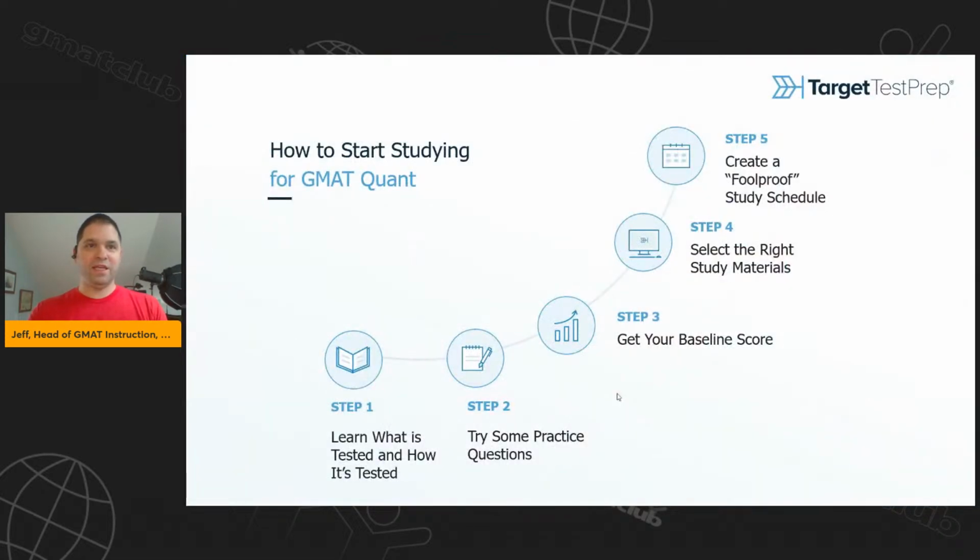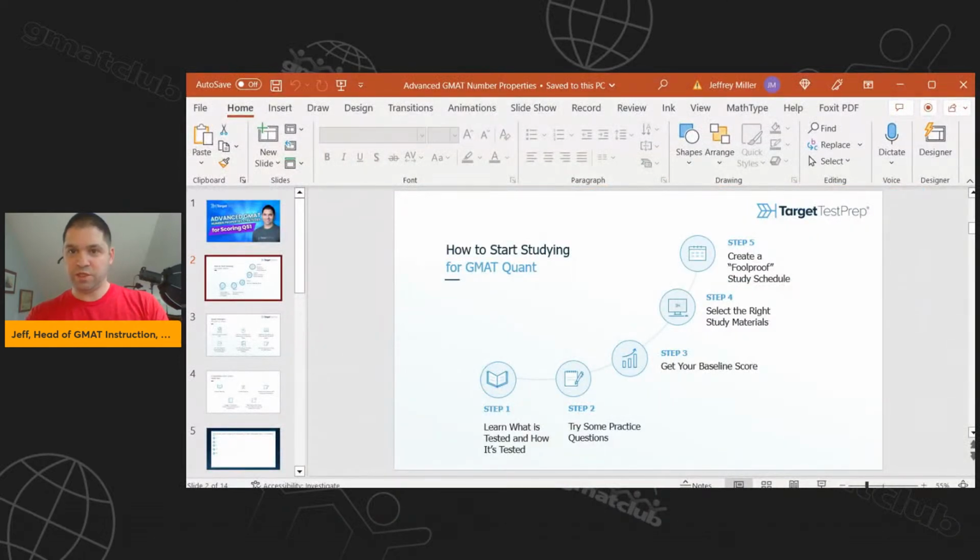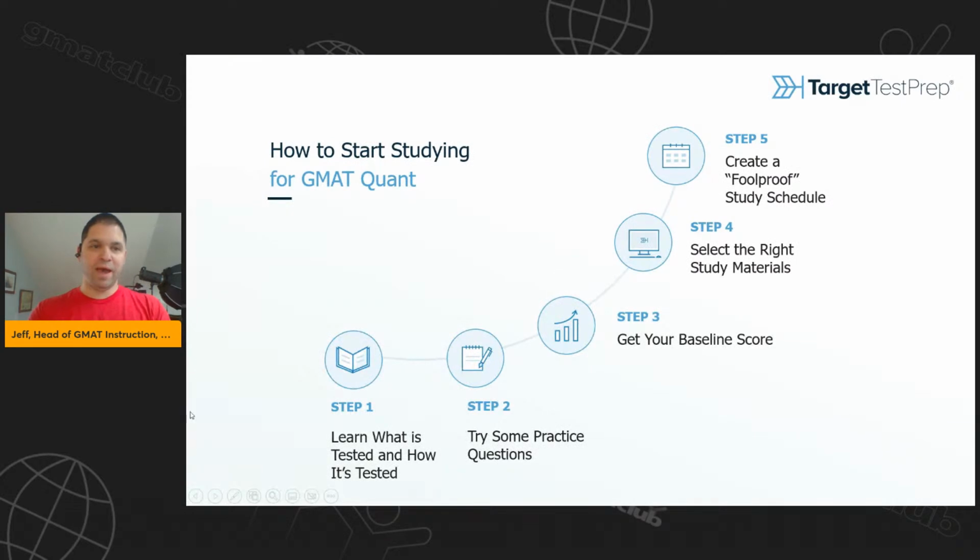Now, I want to get into setting up a quant study plan. There's a little bit of macro stuff I want to talk about here, and then some micro stuff on a future slide here. Now, if any of you are just starting off with your GMAT prep, there's some steps you want to take to start thinking about how you're going to study for this test.